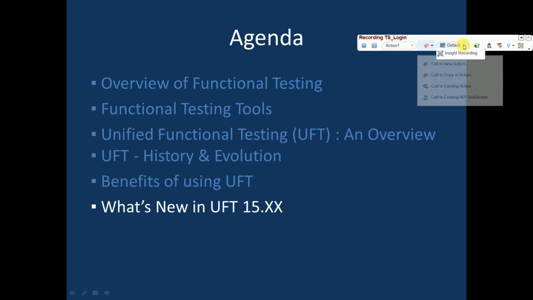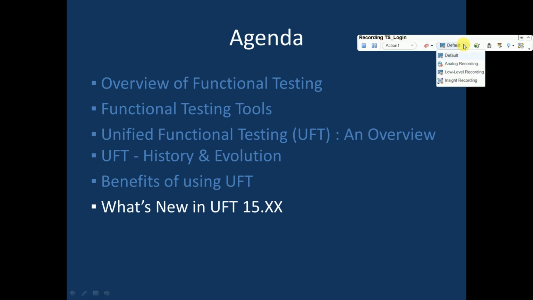Now these are the different types of recording modes. There are 4 types of recording modes, remember. One is the default, then analog recording, low level recording, and insight recording. Practically we are going to do all these recording types, and we will see the difference between these 4. So let's start.